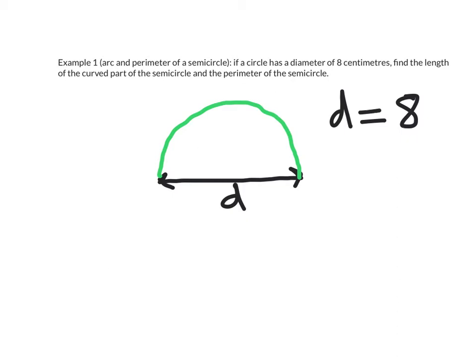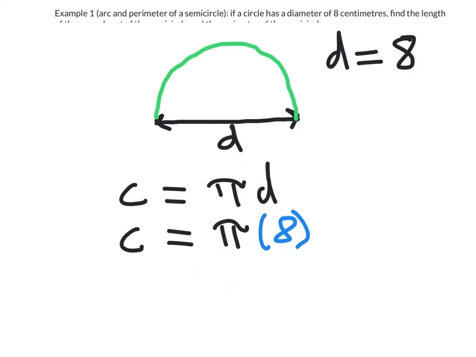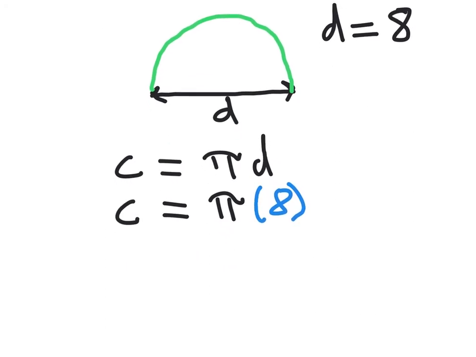So let's start by finding the circumference. We know that C is going to be equal to pi d, and we can substitute in our value of d. We know that d is 8, so we're going to substitute that in there. So our circumference is just going to be 8 pi. So let's move that up and show that we've got our circumference equal to 8 pi. That's an exact amount, which is really good to keep using as long as we can.